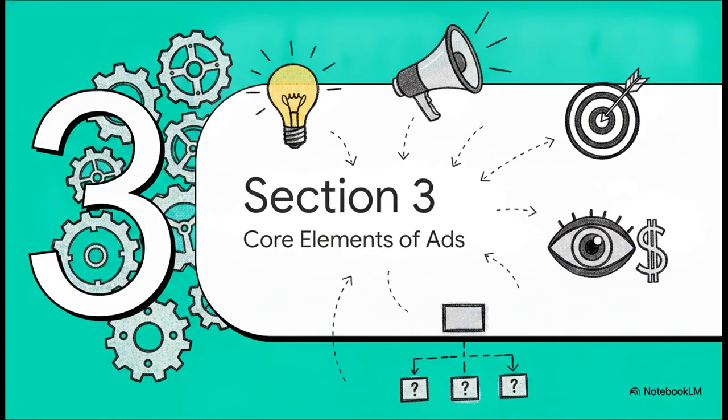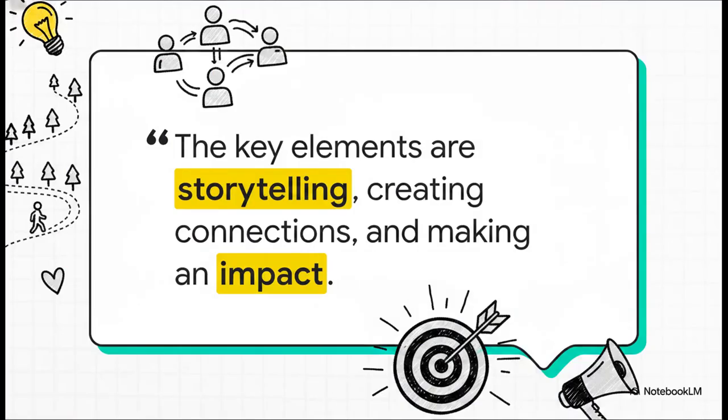Okay, Section 3, Core Elements of Advertising. Before we actually go out and build anything ourselves, we've got to understand what makes an ad truly tick. The source material gives us this absolute golden rule. The key elements are storytelling, creating connections, and making an impact. I love this because it elevates the whole creative process. You aren't just slapping sterile facts on a page or aggressively trying to force a sale, you are crafting a narrative.